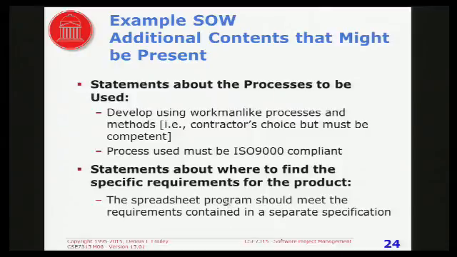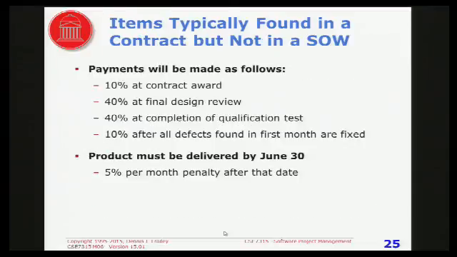You might have statements about where the requirements for the product are to be found, like in a separate document or something, or in a list of use cases or user stories or whatever it might turn out to be. What you typically don't have in a statement of work, but do have in a contract, are things like payment schedules, awards, and penalties, and that sort of stuff.